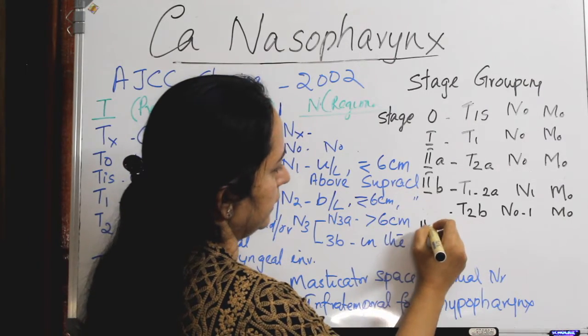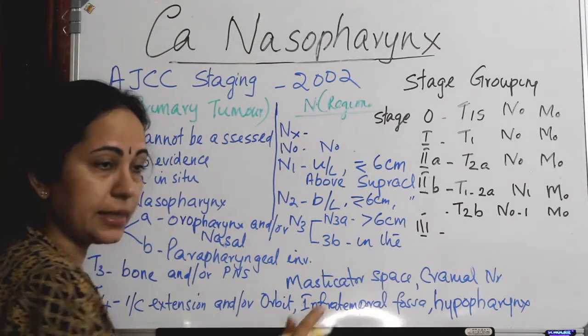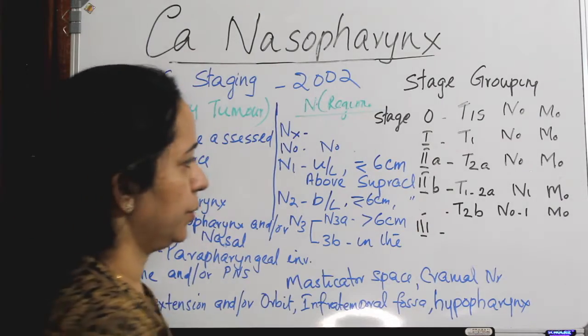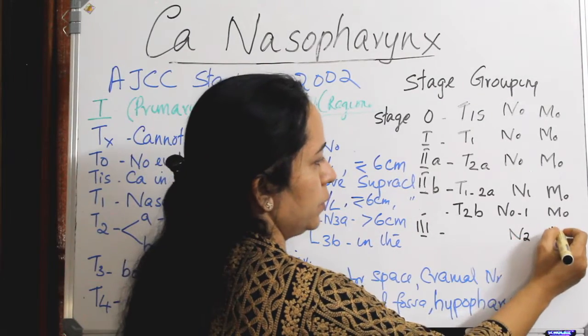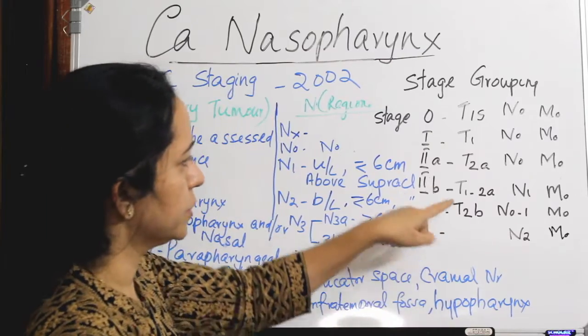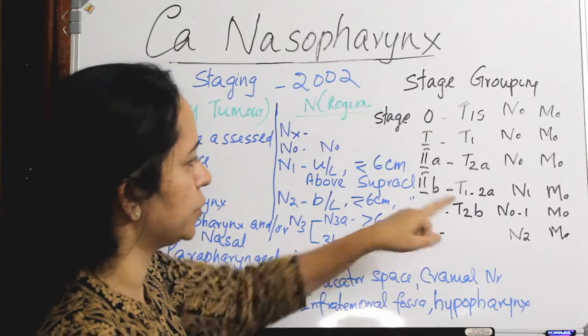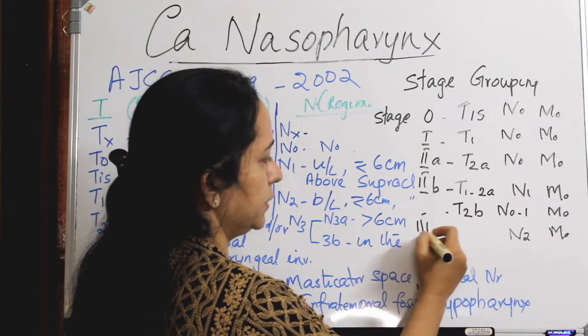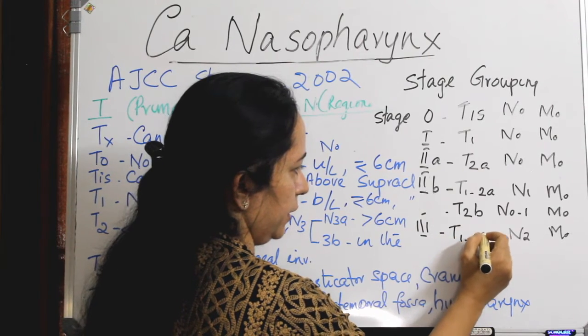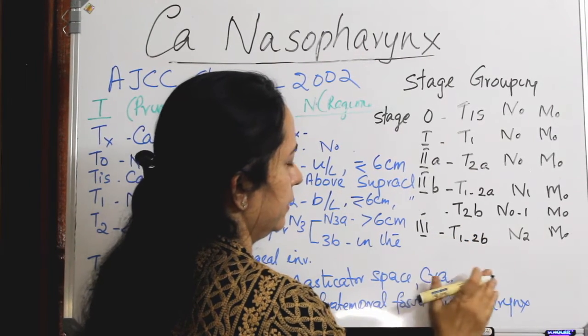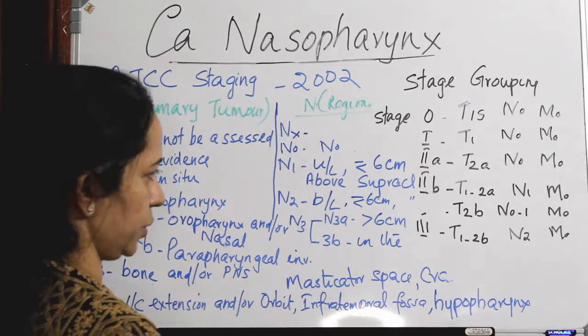And in stage 3, this stage 3 is basically N2. Okay, here it becomes N2, M0. And what about here? So any from T1 to T2B and N3 become stage 3. So T1 to 2B. Along with that, T3 is also there.